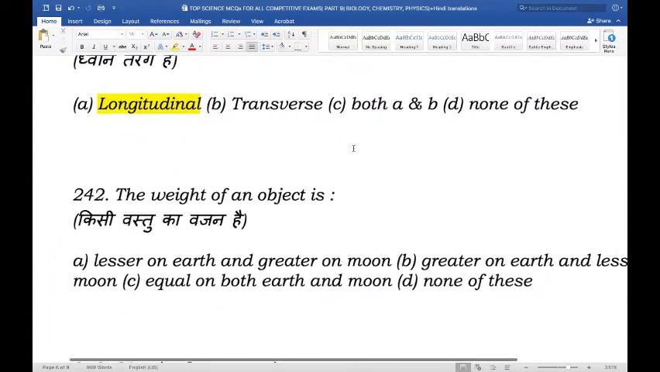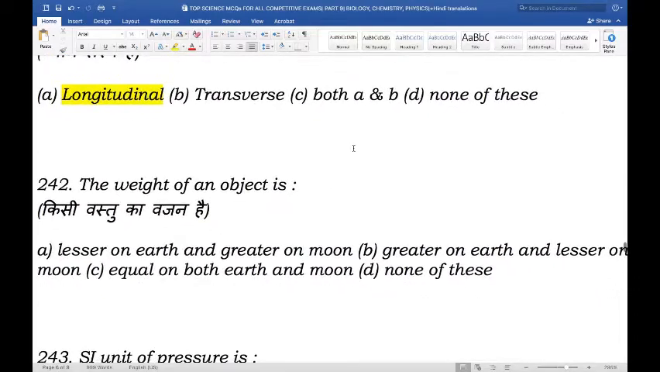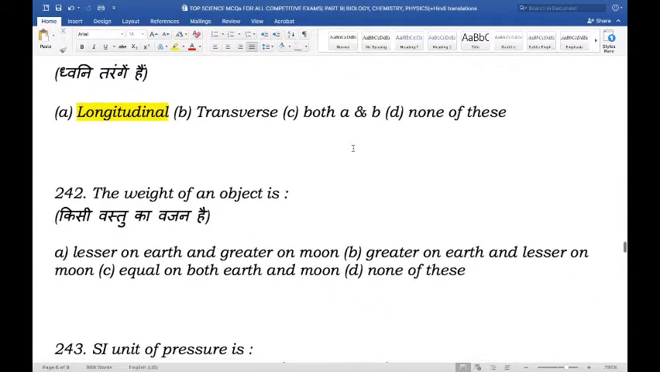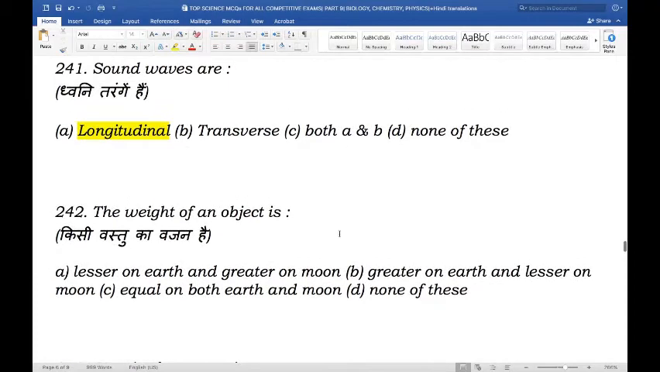Moving on to the next question. The weight of an object is it A, lesser on Earth and greater on Moon, B, greater on Earth and lesser on Moon, or C, equal on both Earth and Moon, or D, none of these? So the weight of an object is greater on Earth and lesser on Moon. The reason why is because the weight of an object is the gravitational force acting on it.